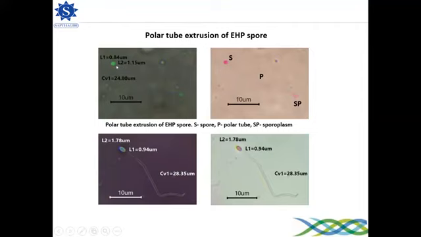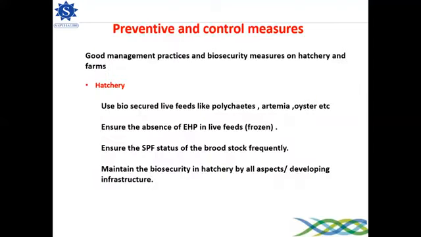So to control EHP, there are two options. One is, before infecting the cells, it has to be inactivated, or within the cells. So the better method is that before infection it has to be inactivated. So use only biosecured live feeds like polychaetes, artemia, oyster. Every live feed has to be checked to ensure the absence of EHP.